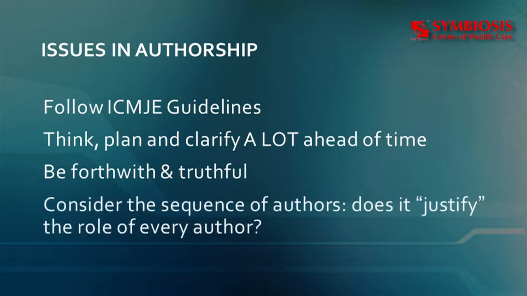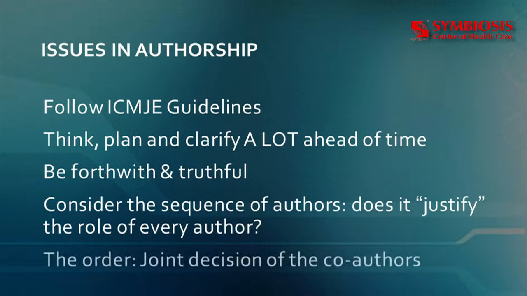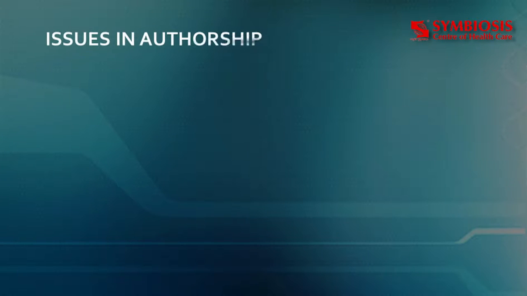It is also important to consider the sequence of the authors. Does it justify the role of every author? Because sometimes there is a very minor contribution which may not justify authorship on the paper. Therefore, you can acknowledge that person in the acknowledgements instead of listing them as an author. And the order should be the joint decision of all the co-authors. And you should not be asking whether everyone is happy, because that's not the question we want to address when we decide authorship.